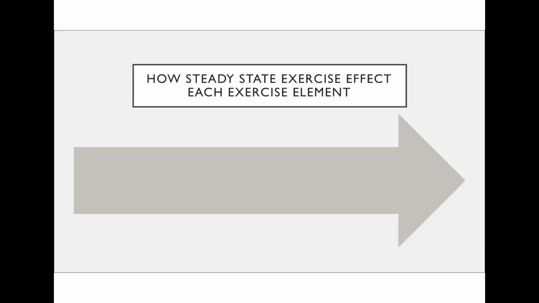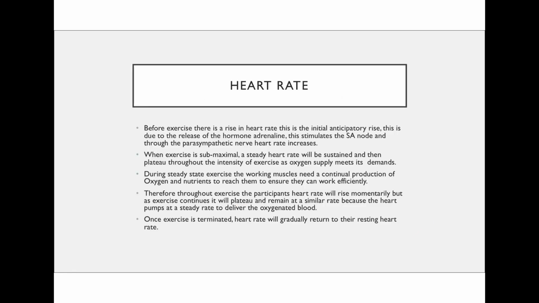How steady state exercise affects each exercise element. Before exercise, there is a rise in heart rate. This is the initial anticipatory rise. This is due to the release of the hormone adrenaline. This stimulates the SA node, and through the parasympathetic nerve, heart rate increases.